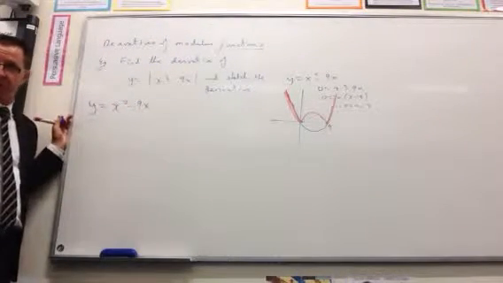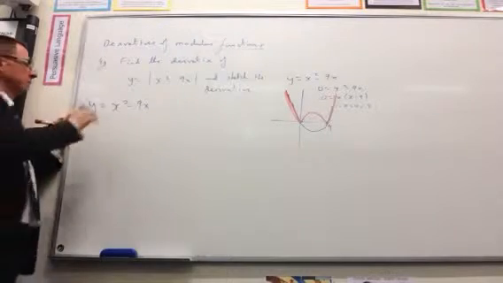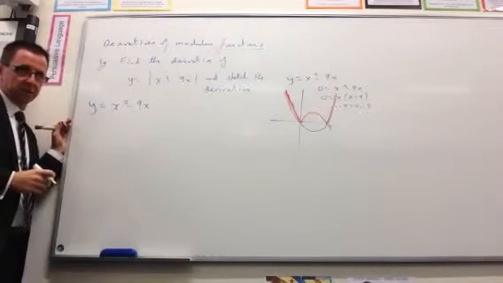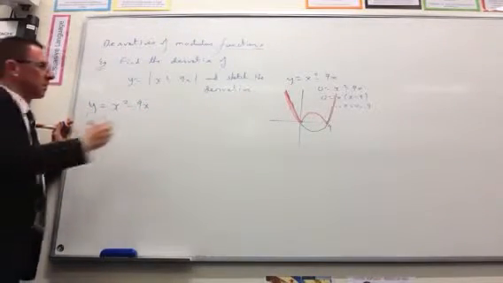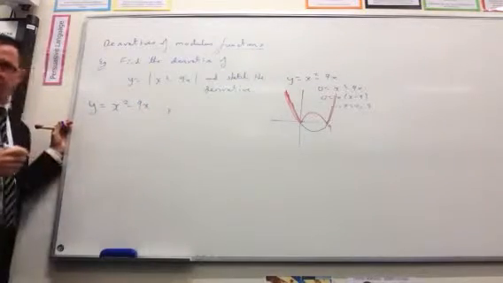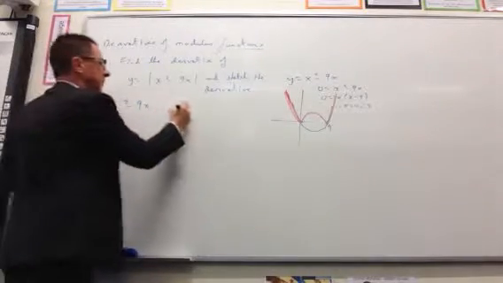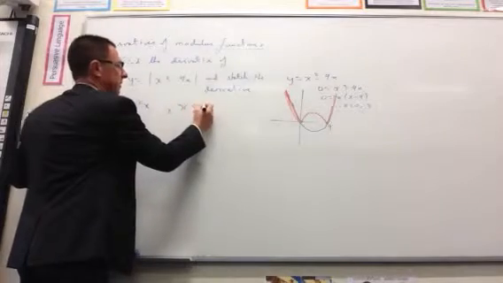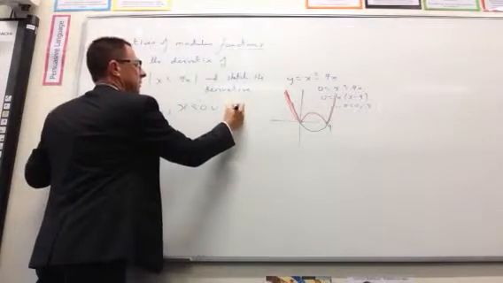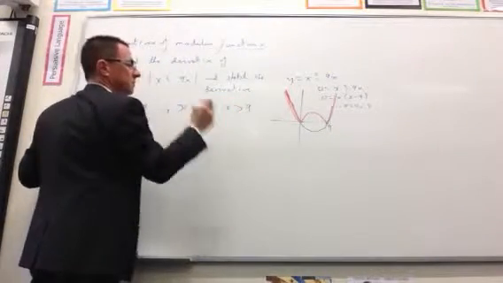So, the function is x squared minus 9x. Right? That's the positive bit. That's the bit that stayed the same. So y equals x squared minus 9x. Done. For the domain of x is less than 0 and x is greater than 9.